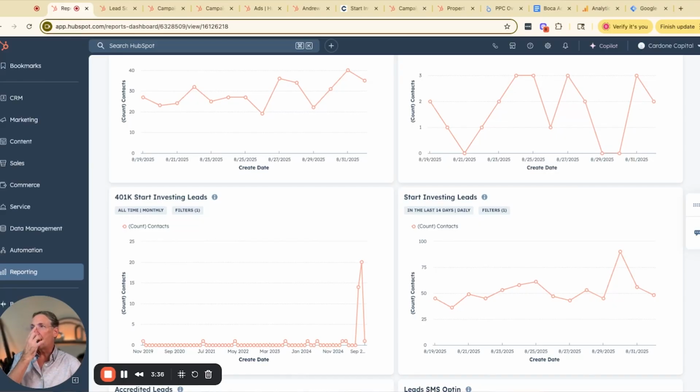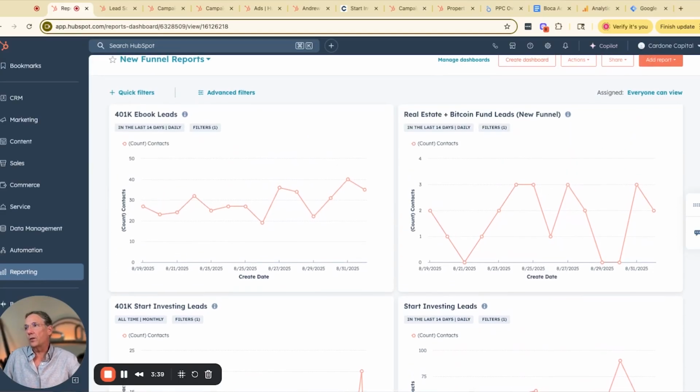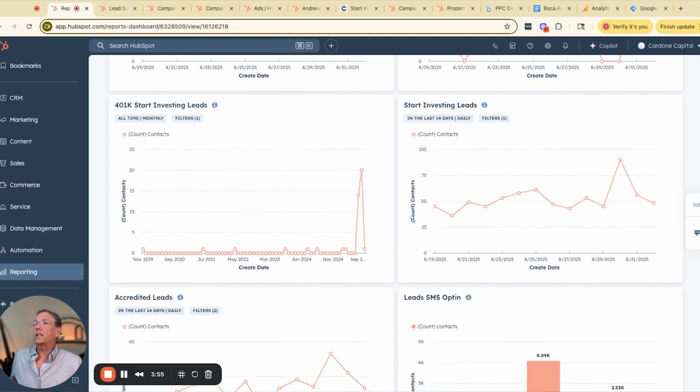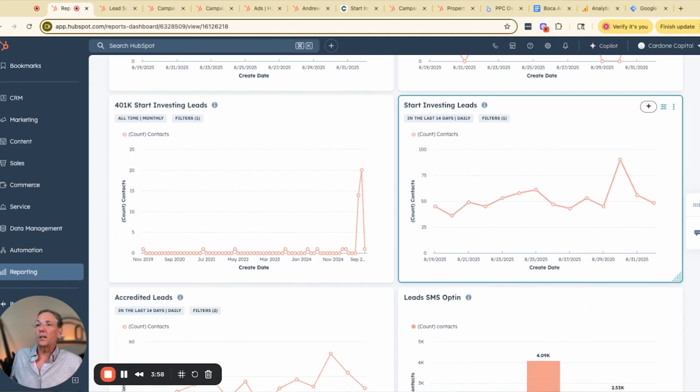So here we have a series of different funnels. These are different offers that we have, and we can track the leads coming in on each. And these are not created equal because this is just an ebook download, but this is an actual investor. So these are very high priority leads. So are these. Look at that. That was a good day. These are people who want to start investing with you.